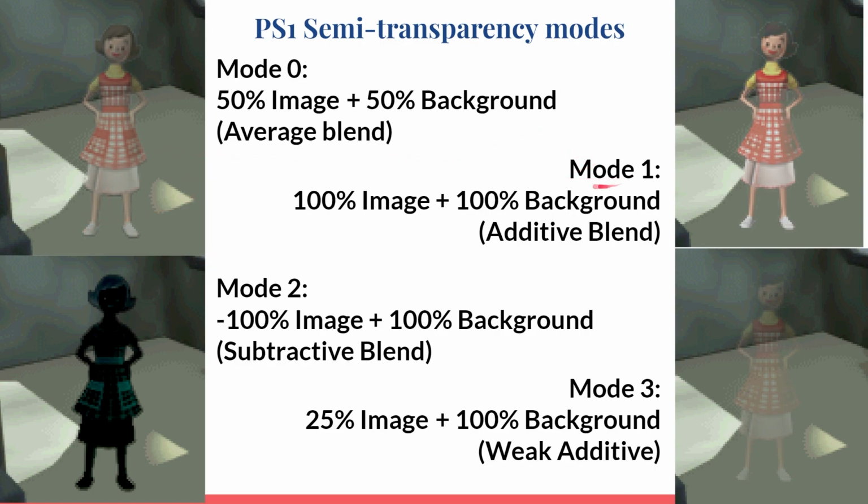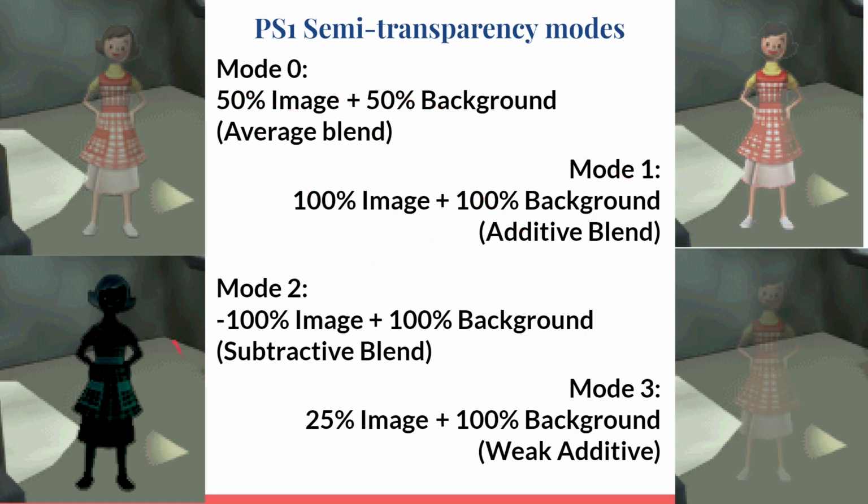Mode 1 is 100 and 100. Now, what's really the difference between these? Basically, in mode 0, it was averaging the numbers together. Mode 1 takes the value of the image and adds it to the background, what's called additive blend. You can see the difference is that mode 1 will just be a brighter, lighter version, closer to white than mode 0, which is kind of like a darker version of mode 1. That's the relationship that they have.